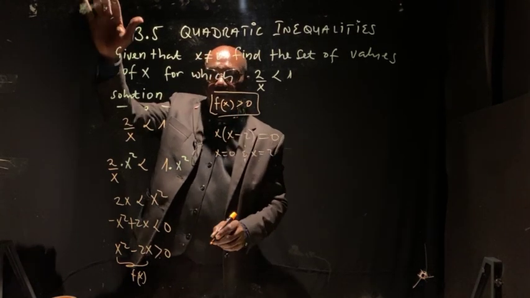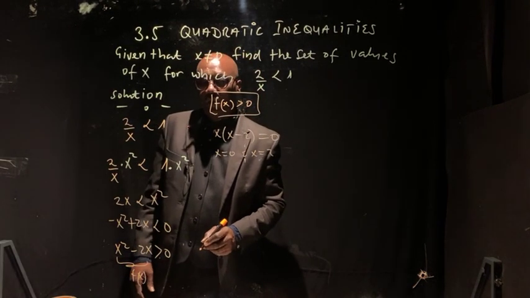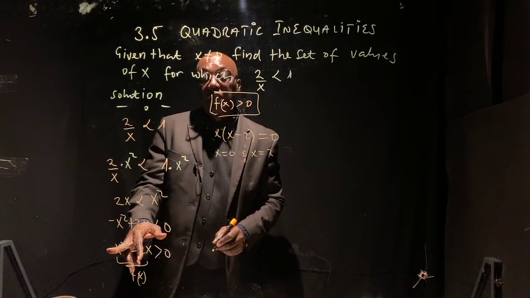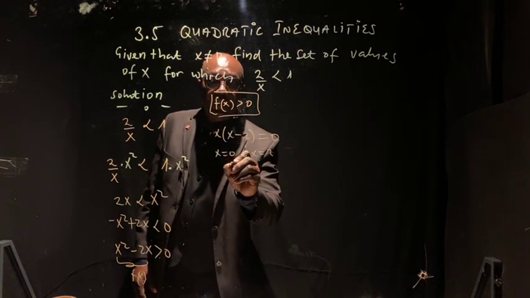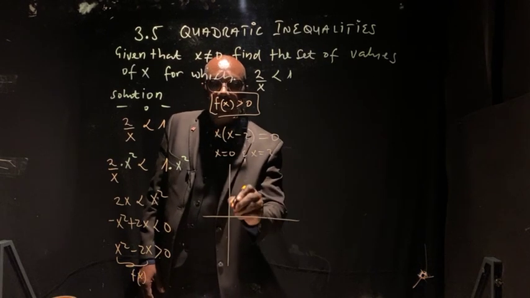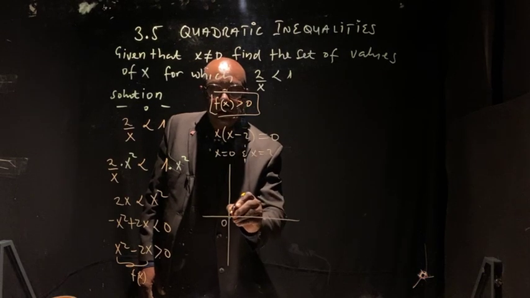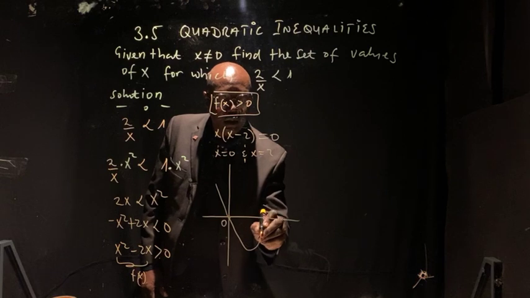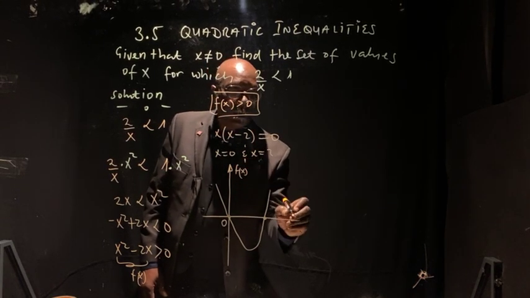In that case, now let us do the nice sketch. We know that the coefficient of x squared is plus 1, so this curve will have a minimum turning point. It will be something like this. Intercepts are 0 and 2, so the curve will be something like this. This is f of x, and this is x.